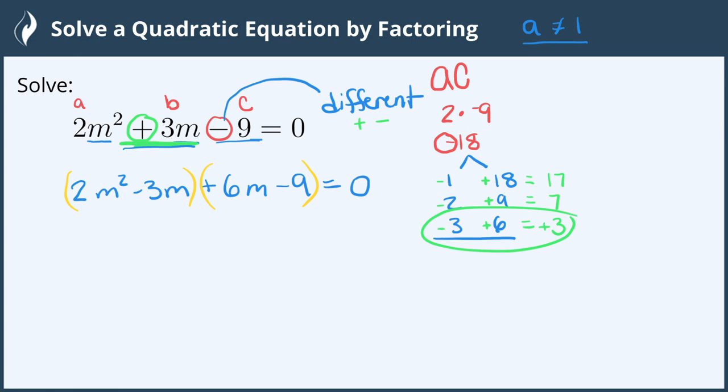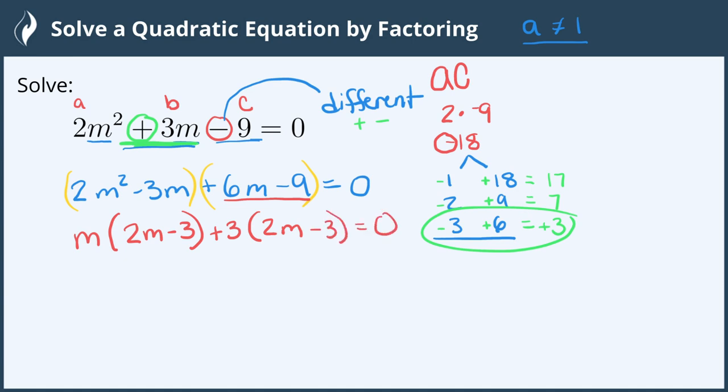Our first two, the only thing in common is an m. So we'll pull the m out, dividing both of them by m, leaves us with 2m minus 3. And in our second two, it looks like both of them can be divided by positive 3. So we'll factor out a positive 3. 6 divided by 3 is 2. We still have the m. Negative 9 divided by positive 3 is negative 3. And we still are equal to 0.